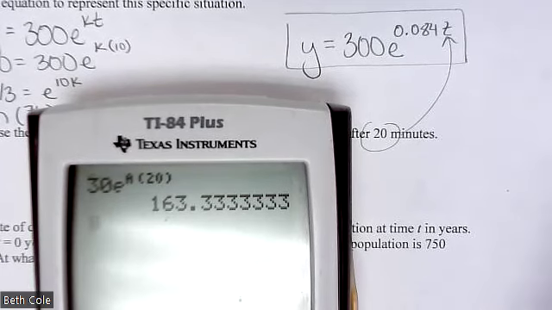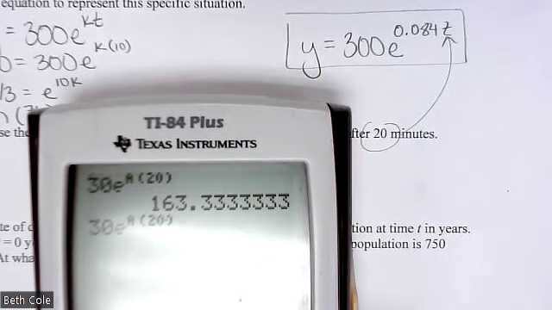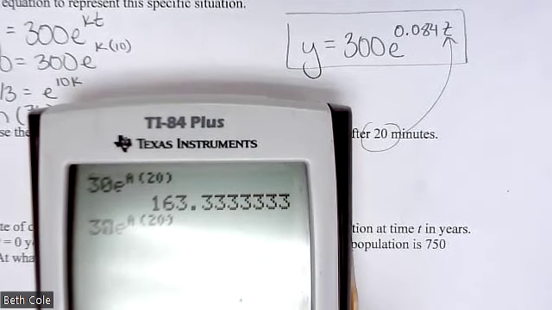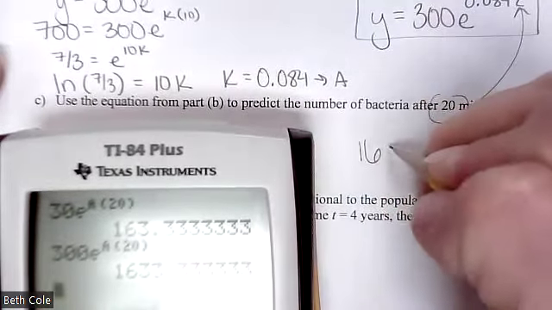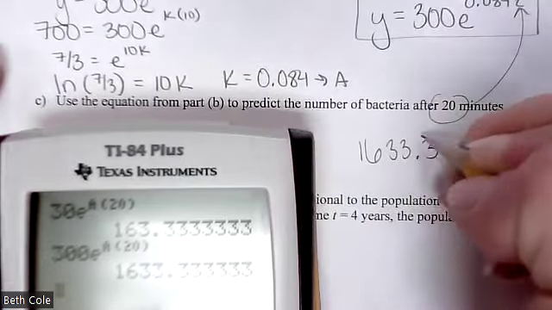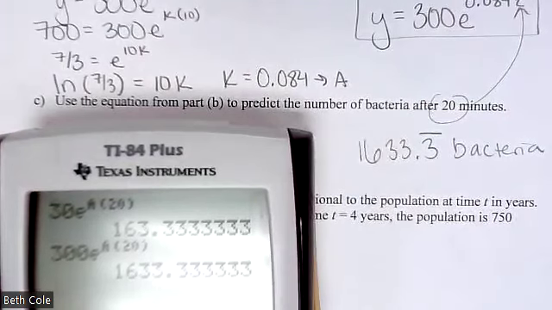Although I messed up. I was going to say that doesn't seem right. What did I do wrong? I put 30 instead of 300. Let me go put another 0 in there. I was like, hey, wait, that does not seem like enough. There we go. So 1,633 and 3 repeating bacteria. We can decimal point a bacteria because I don't feel bad for them.